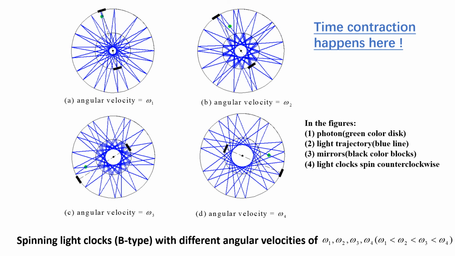This slide shows the B-type spinning light clock with 4 different angular velocities: omega 1, omega 2, omega 3, and omega 4. We see here that one mirror is here and the other mirror is here, and the two mirrors move along 2 different circular trajectories. One mirror moves along this circular trajectory, and the other mirror moves along the other circular trajectory.